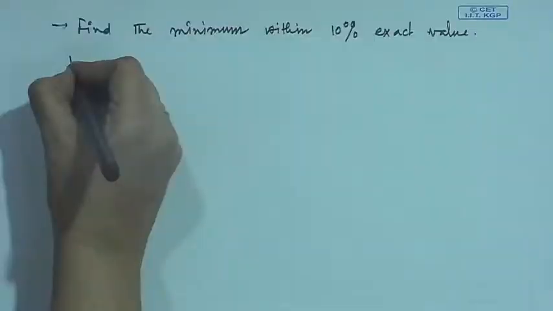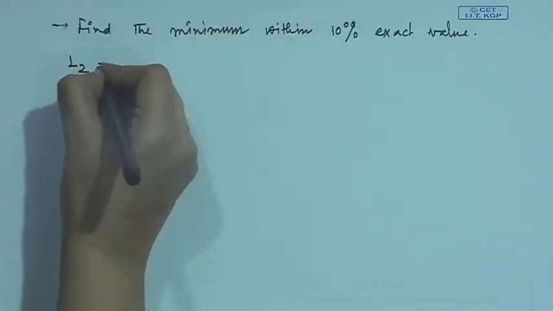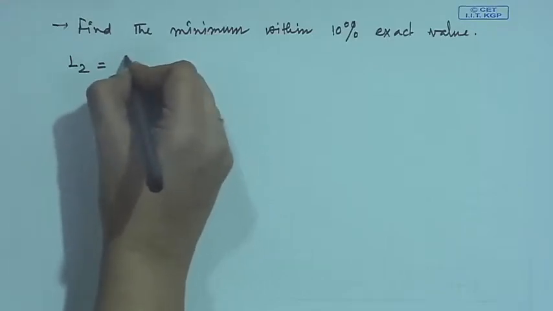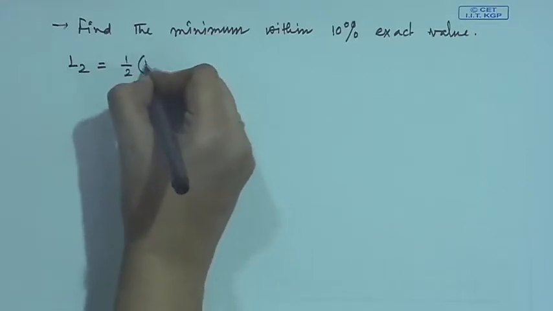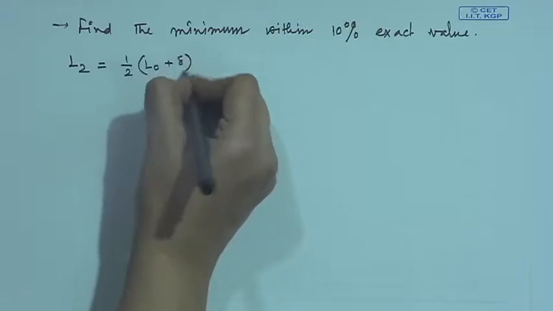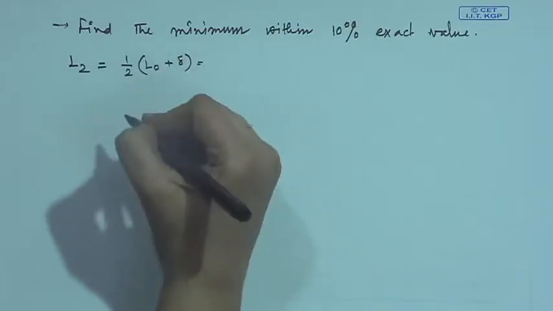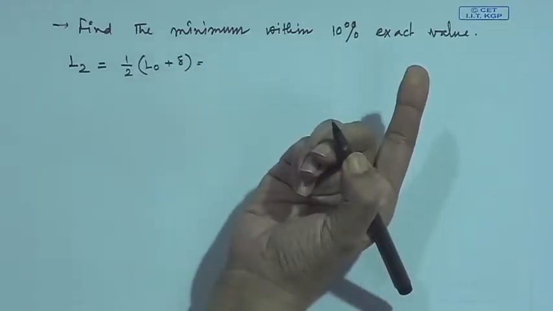For reaching this exact value concept, I will show you. I am giving you the answer as I told you, what will be the size of the interval of uncertainty after doing 10 experiments, after getting the 10 approximations. That part I am going to tell you first, then I will give you the answer for this. What is my L 2? L 2 was half of L naught plus delta, because it was L naught by 2 plus delta by 2.